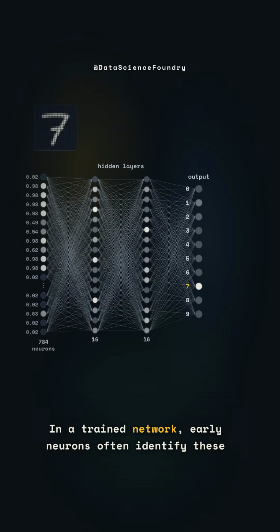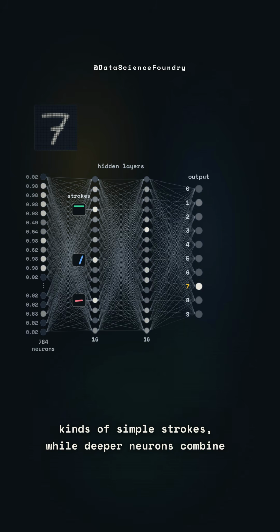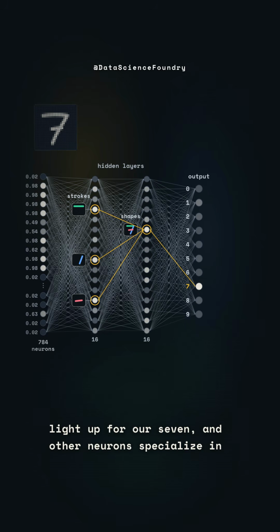In a trained network, early neurons often identify these kinds of simple strokes, while deeper neurons combine them into larger shapes. These are the detectors that light up for our 7, and other neurons specialize in other digits.